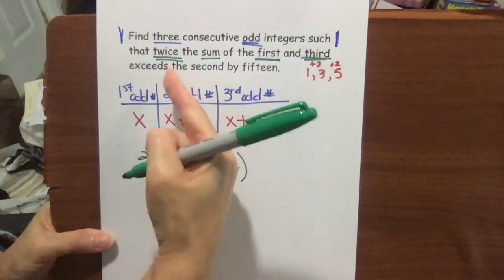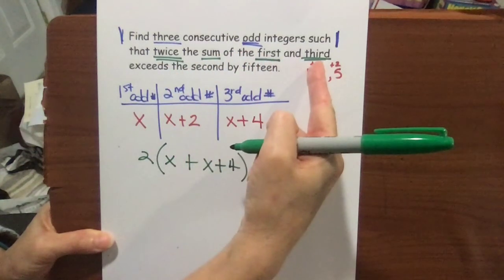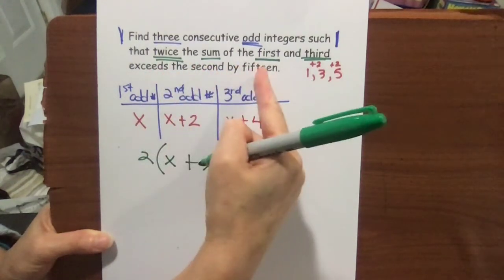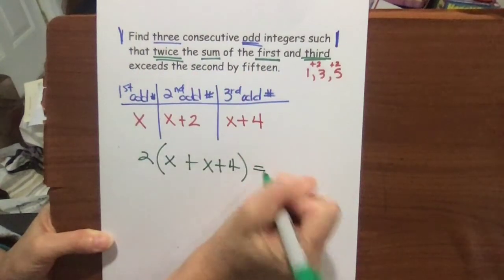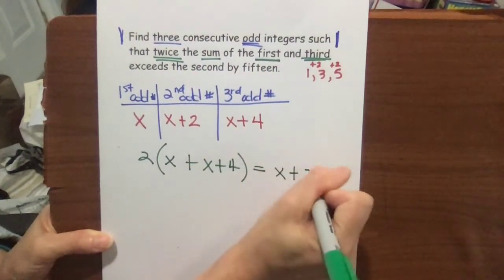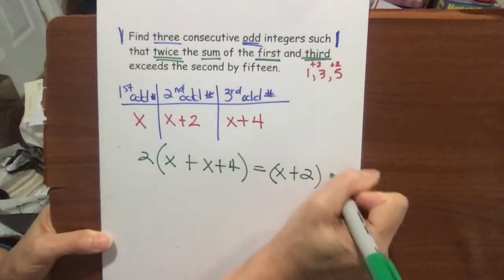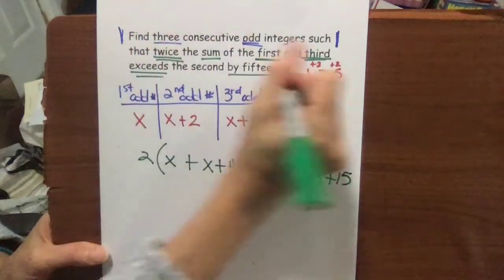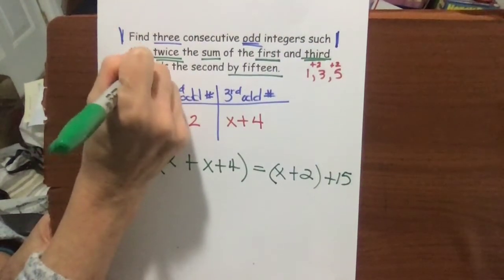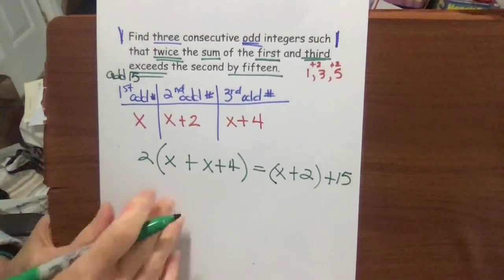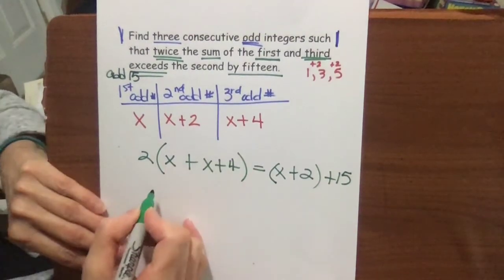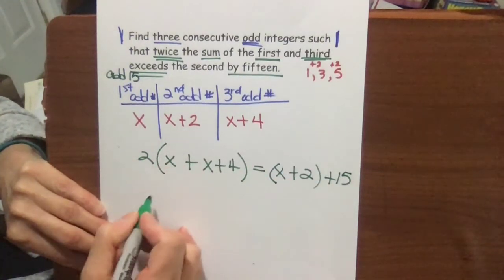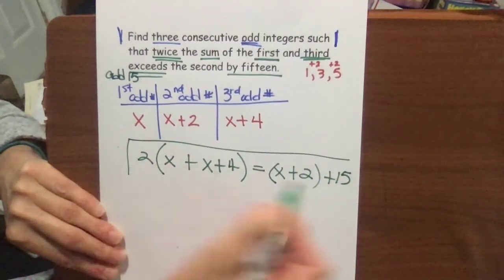Okay, so the sum of these 2 numbers exceeds the second by 15 means that this is equal to the second number, which is x plus 2, plus 15 more. So it's really exceeds by 15. It's telling you that we're adding 15 to the second number. So because this is all addition, we could drop the parentheses here, but not here because this is product 2 times. So if you want, you can just leave it just like this.